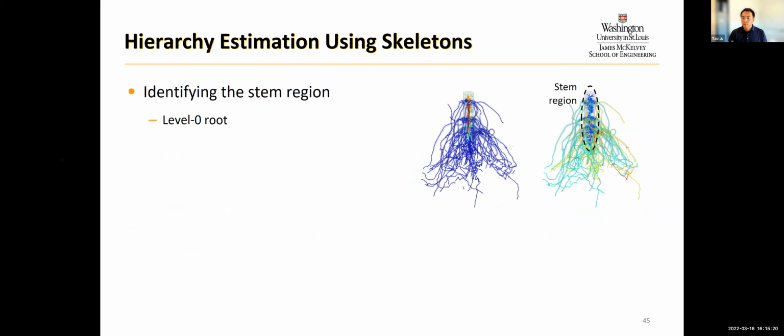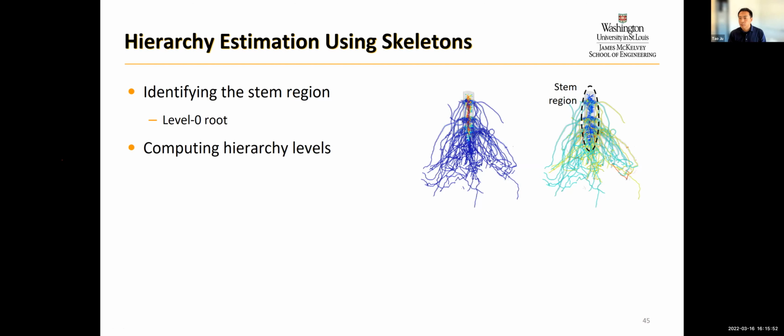This is done broadly in 2 steps. The first step is identifying where the stem region is. We're focusing on corn roots here. Corn roots have a very thick stem, so that's quite easy to pull out from the skeleton. As you can see, the red region on the skeleton is essentially where the stem is. We'd extend that to a stem region to include all the skeleton edges located in the body of the stem, because they are basically representing the stem itself.